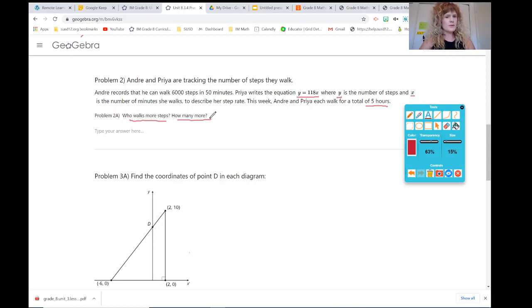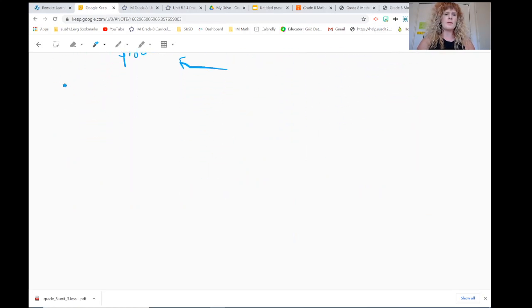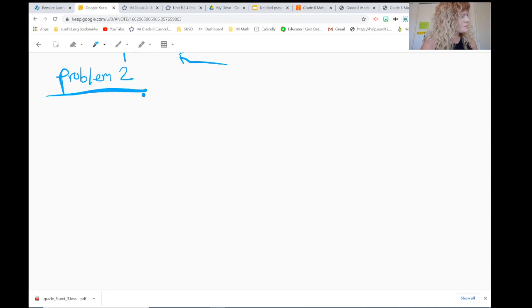Okay, do you want to do this one in your notes? I think it's a good idea because I want to see your work. So on your paper, show me problem number 2. First, write down the data that they've given you. You have 2 characters in this story. Andre, I'm just going to call him A, and Priya, I'll just call her P.